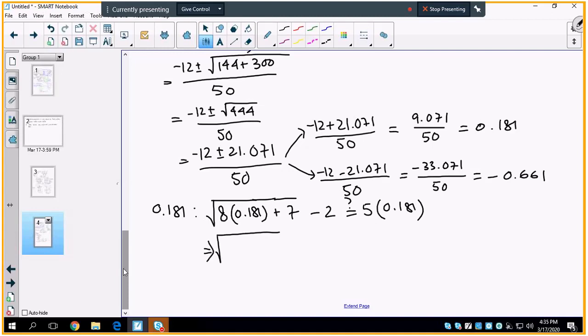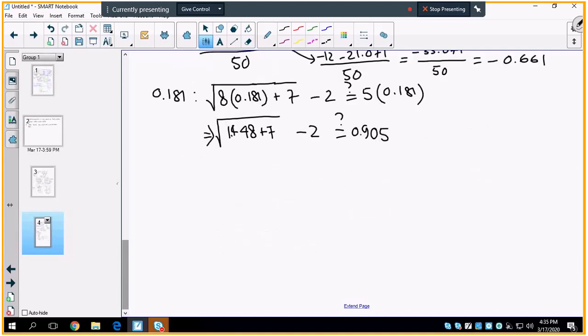We're going to get, multiplying 8, so 8 times 1 is 8, 8 times 8 is 64, 6 carries on, 8 times 1 is 8, plus 6 is 14, so I get 1.448 plus 7 minus 2. Question is, is this equal to 5 times this term? So 5 times 1 is 5, 5 times 8 is 40, 4 carries 1, 5 times 1 is 5 plus 4 is 9, so it is 0.905.